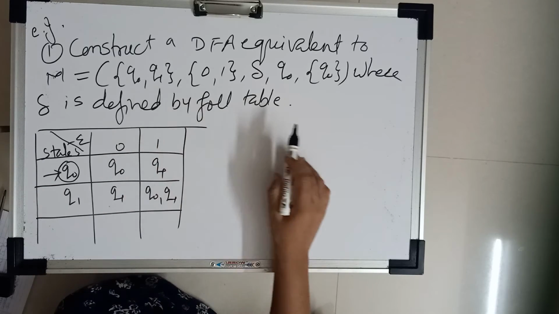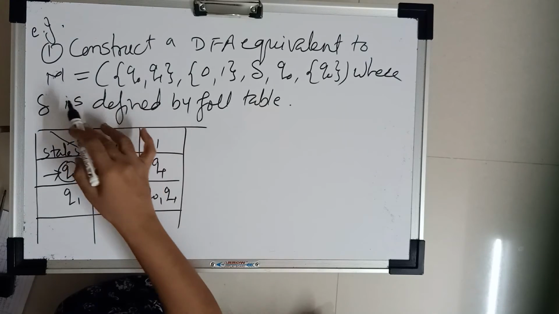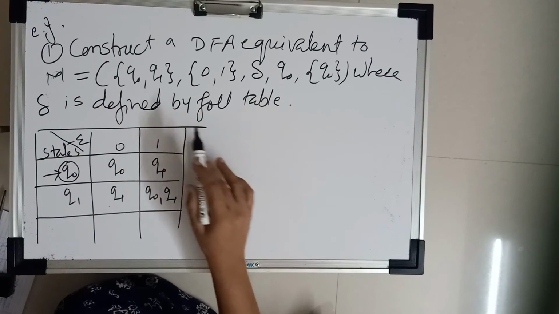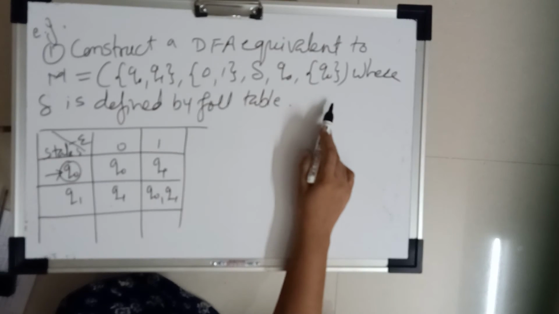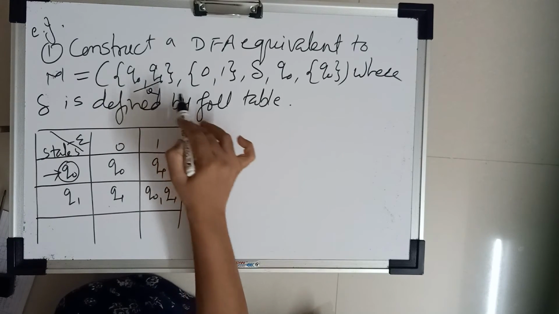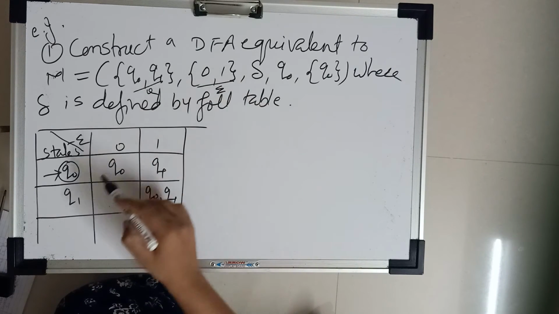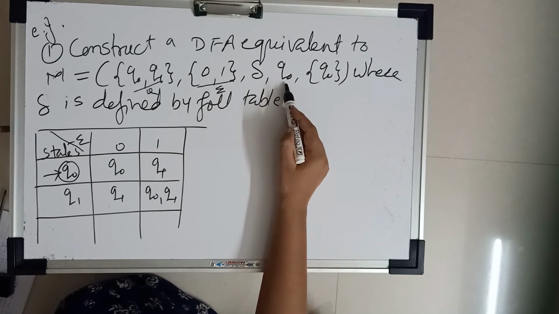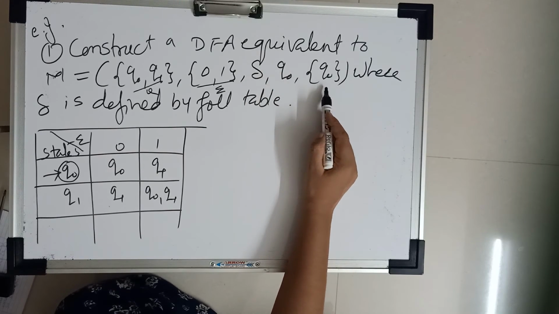So here we have to construct a DFA equivalent to the given data. Here M is given. M is the name of the DFA, and the DFA is given in 5 notations, or 5 tuples. The first bracket is Q, the second is sigma, the input alphabet, delta means the transition table, Q0 is your initial state, whatever the fourth value is given, that is your initial state, and the last is F.